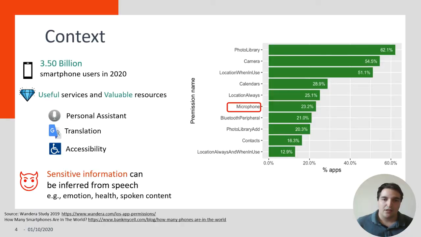Let's start with some context. There is a wide number of smartphones available to users. Those smartphones have applications that ask for permission to get access to some data on sensors from the device, and the microphone that gathers speech data is one of the most asked permissions, with 23%. With this microphone, we can have useful services such as personal assistants, automatic translation, and even new accessibility methods for disabled people. Unfortunately, sensitive information can be inferred from speech, such as emotion, health, and even spoken content itself. This is why anonymization is an important subject, and we are studying it in this presentation.